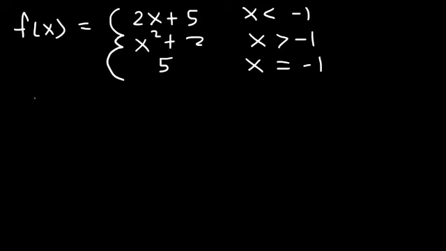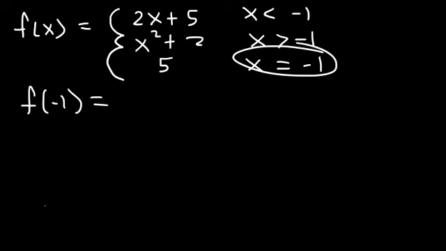So first, we need to determine if the function is defined at negative 1. So what is the value of f of negative 1? When x is exactly negative 1, what is y? Notice that y is 5 when x is negative 1. So f of negative 1 is 5. So therefore, f of a is defined. So we're finished with step 1.